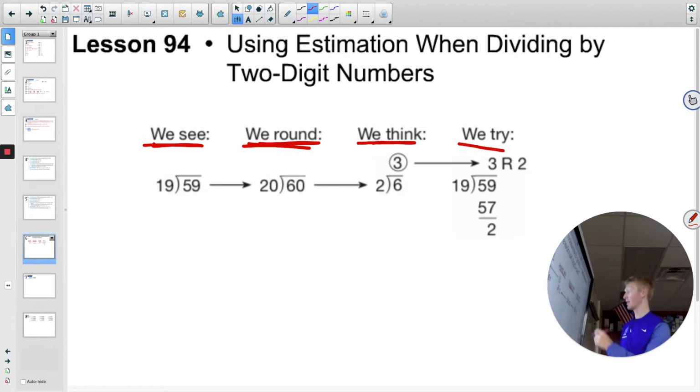So when you look at 59 divided by 19, it's kind of hard to think about in your head. And so what you do is you think, well, 19 is pretty close to 20, and 59 is pretty close to 60. So if I have that problem, that makes it a little bit easier. I know that 2 goes into 6 3 times over here. So once you have that figured out, you know that 3 is going to be your first guess. And so when you're dividing 59 by 19, you start with 3 as your first guess, and then you complete the division problem.